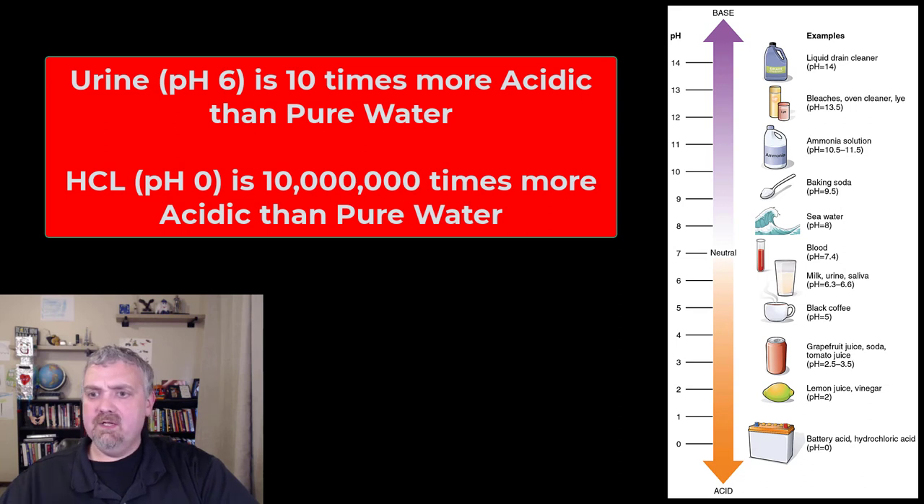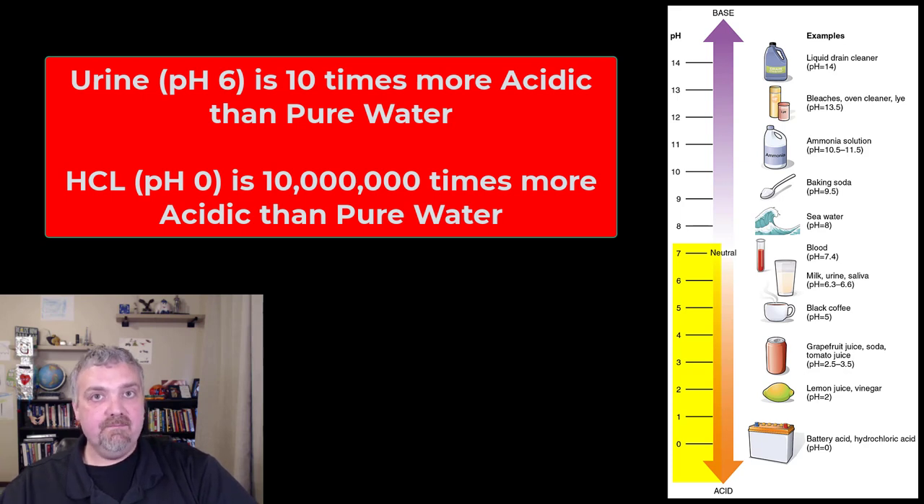Let's see, one more example here. Look at urine. Urine with a pH of 6, let's say. So that means urine is 10 times more acidic than pure water, or has 10 times more hydrogen ions than pure water. We jump to the bottom. Hydrochloric acid would be 10 million times more acidic than water, or would have 10 million times more hydrogen ions than pure water. Let's see how we got there.